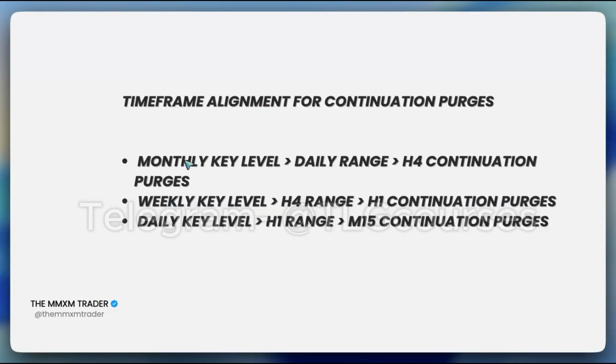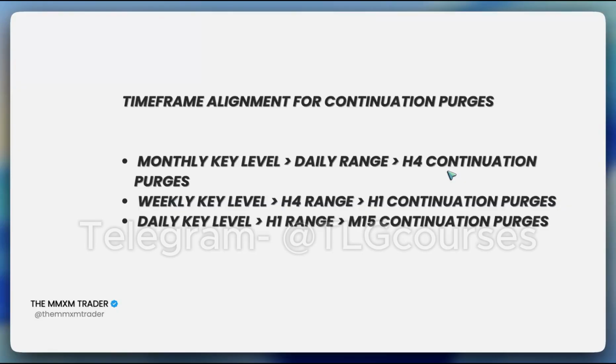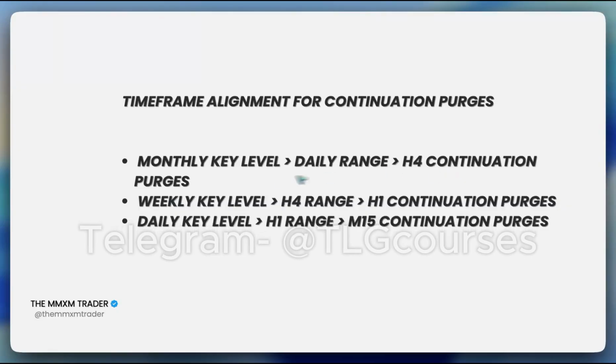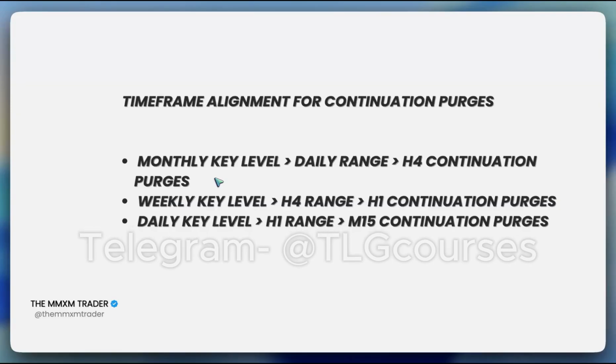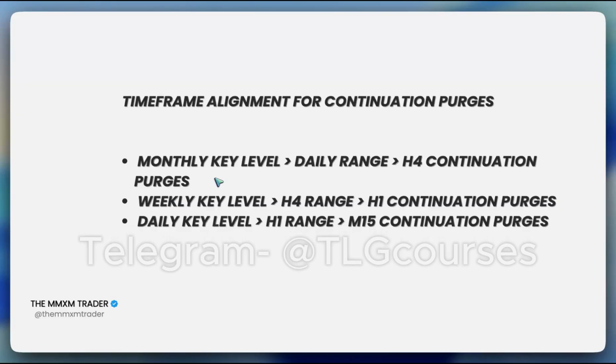When we have a monthly key level, remember, we go to a daily range. Now if you're going to trade continuation purges, we would use 4-hour continuation purges. And if you wanted to fractalize this even more, you would then look at M15 entries. I haven't included that here, but you can do that in your backtesting.